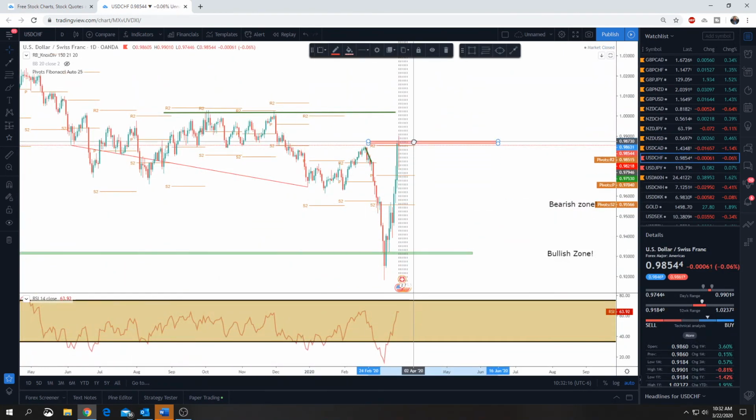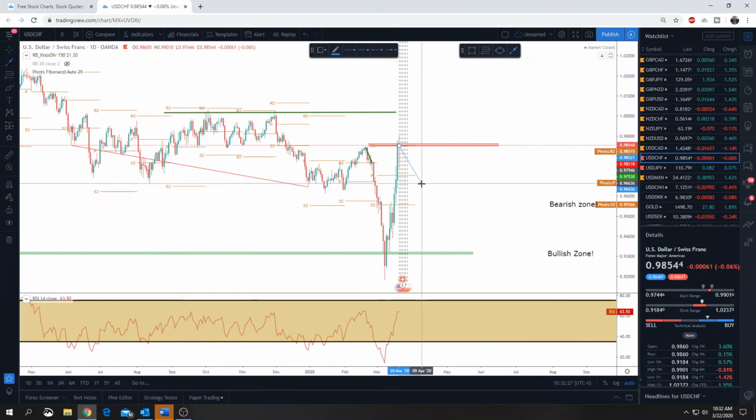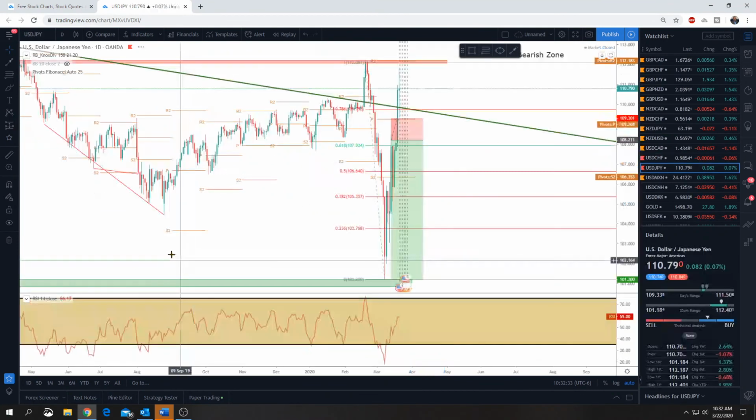All right, so this one shot up, hit R2, starting to show some bearish activity, which is great. I think this one should be red, and you should sell from here at least back to that pivot or that S2. I'm going to leave that one red.